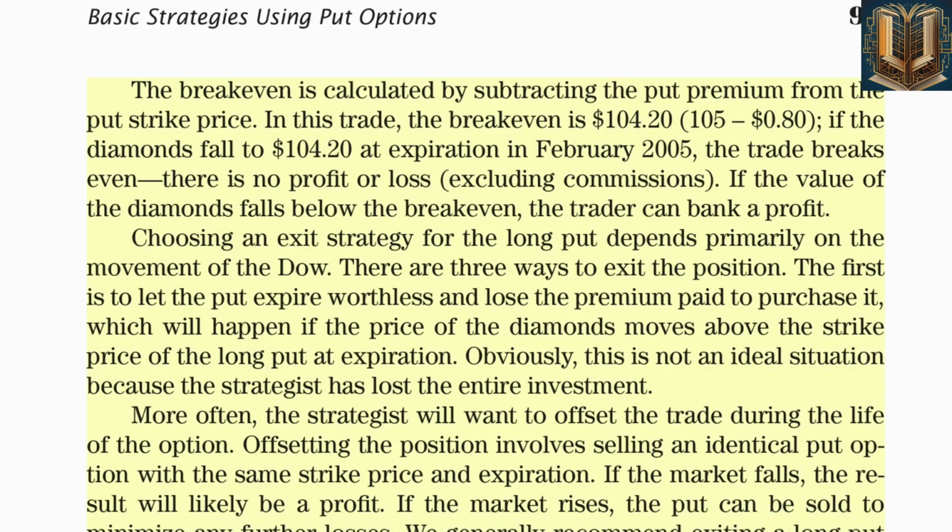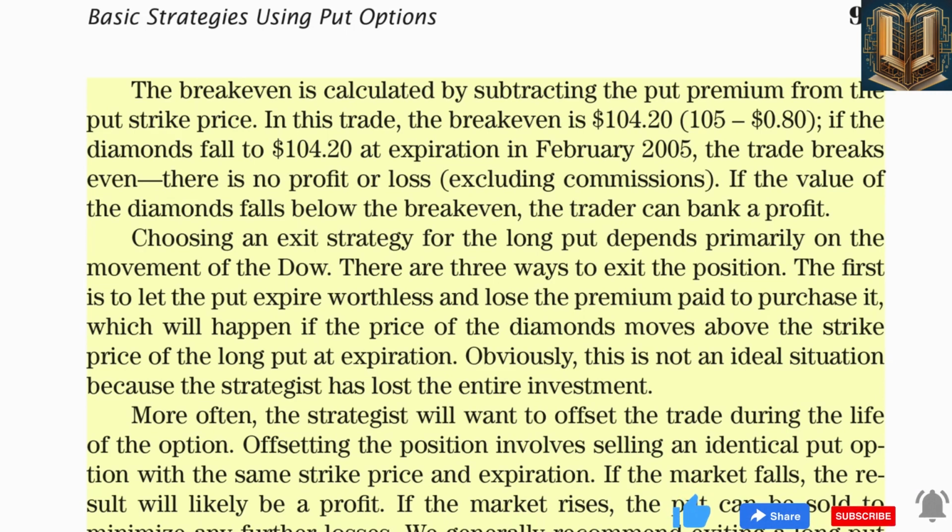The break-even is calculated by subtracting the put premium from the put strike price. In this trade, the break-even is $104.20: 105 minus 80 cents. If the diamonds fall to $104.20 at expiration in February 2005, the trade breaks even. There is no profit or loss excluding commissions. If the value of the diamonds falls below the break-even, the trader can bank a profit.